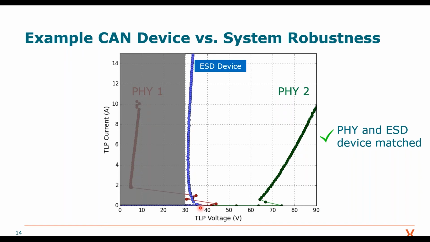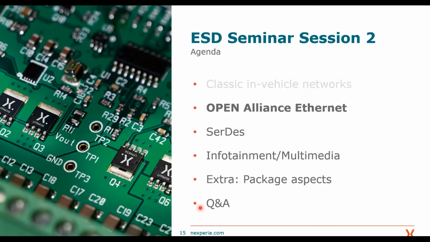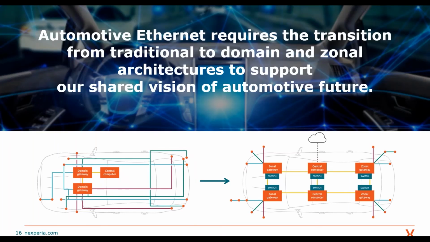So then we move on to the Ethernet section. Thanks, Andreas. So as I introduced in the beginning, we need Ethernet in the car in order to handle this increased data payload, and there the Open Alliance formed with all major car OEMs and tier ones and other suppliers in the industry to discuss the standardization of Ethernet usage in the car.